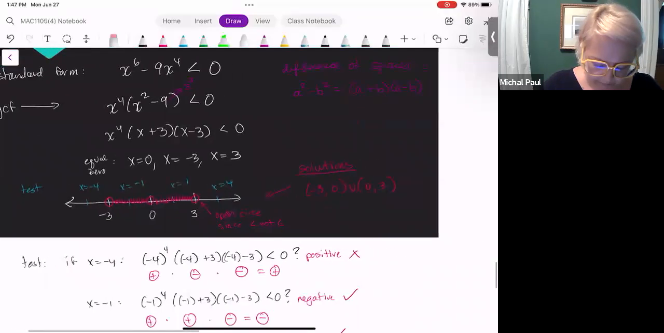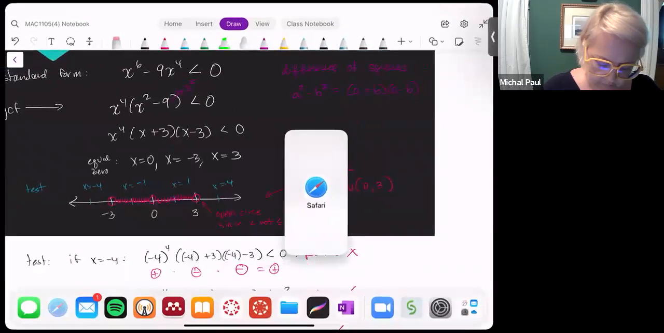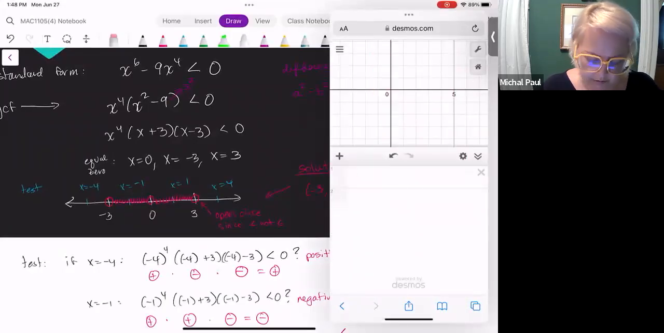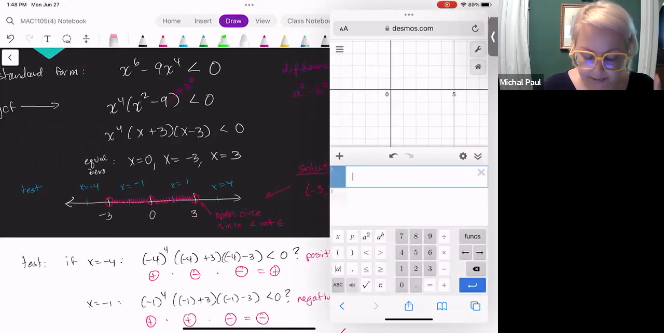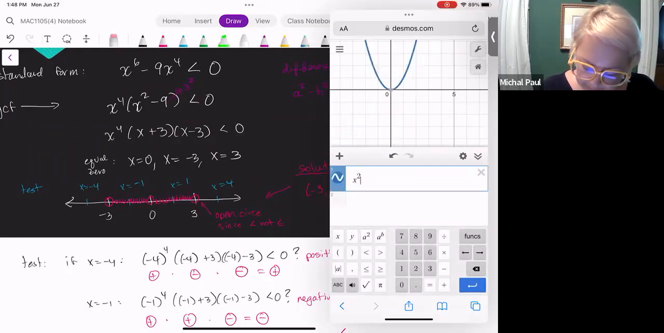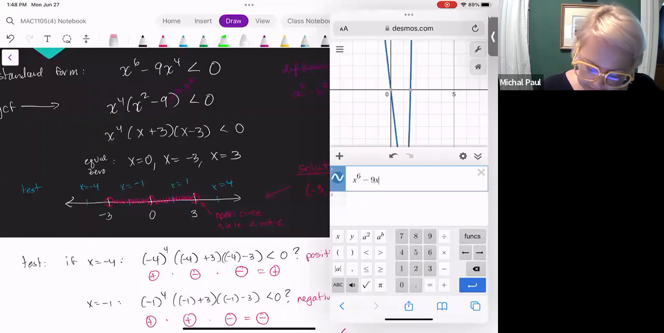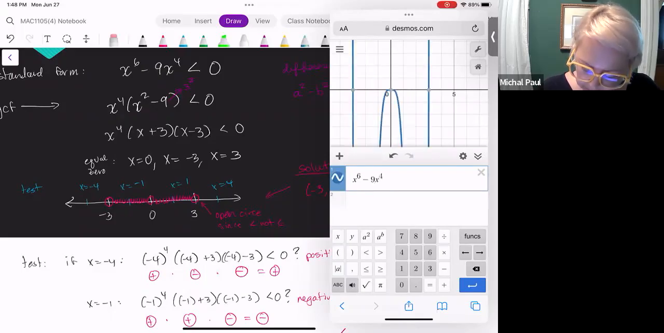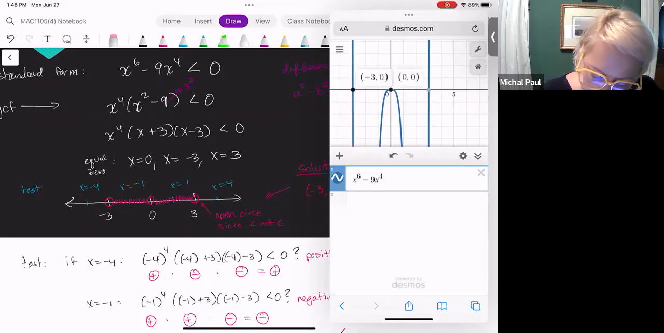So here's how I'm going to graph it. I'm going to enter my function just as I see it, but in standard form. So I get x to the power of 6 minus 9 x to the power of 4. Yep, there, it just touches at that one little point. And I'm going to take a screenshot so I can write on this bad boy.